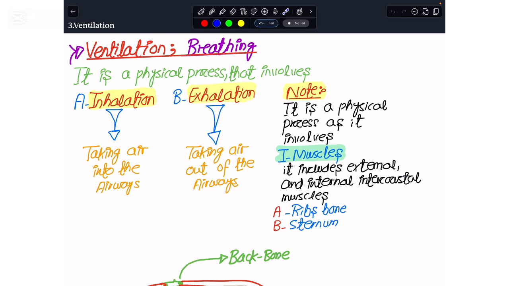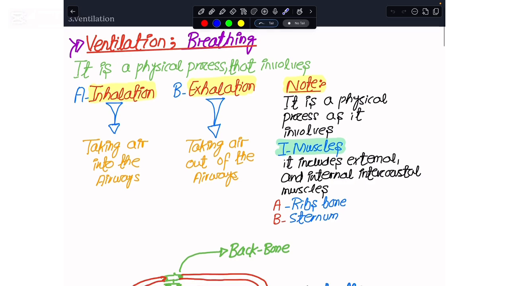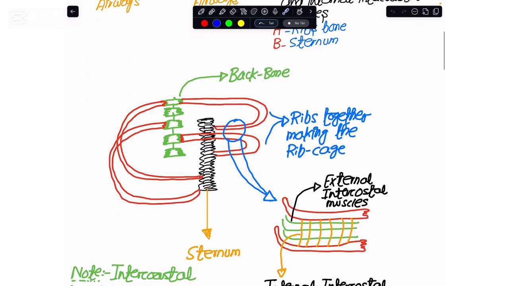But before I take you to the mechanisms of these, we must see how the ribs, the internal and external intercostal muscles, and the diaphragm are positioned within your body. So if you look at this simple diagram, at the center of my chest cavity I have this central bone, and this central bone is termed the sternum.